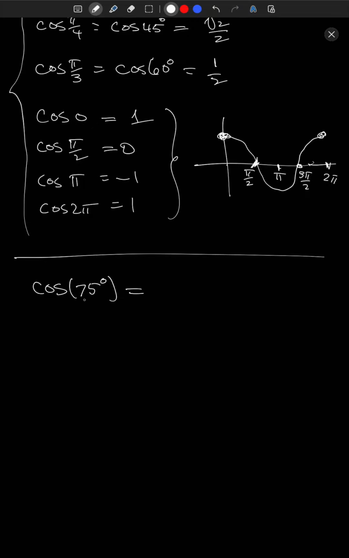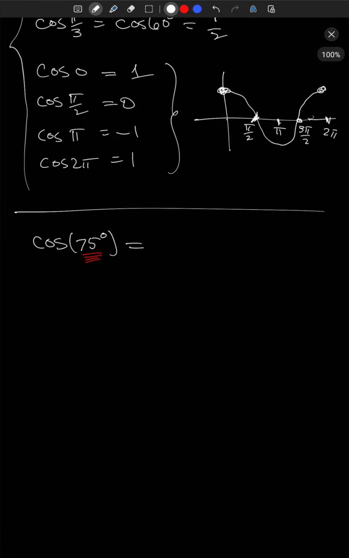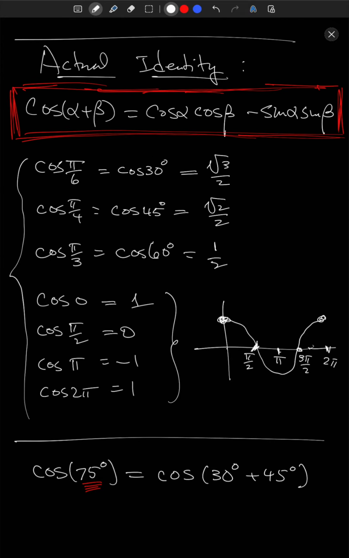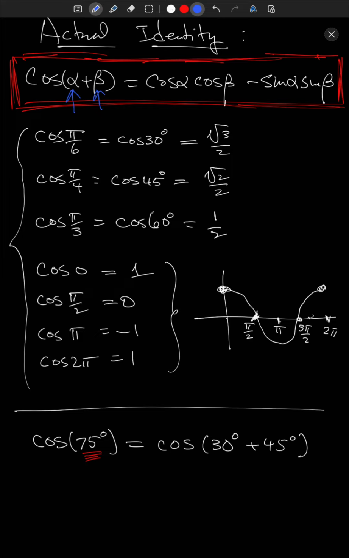Well, if we can break down this 75 degrees into two smaller pieces, each of which we know the cosines and sines of, then we know we're all set, right? And here's the deal. 75 degrees is 30 degrees plus 45 degrees. So this is equal to cosine of 30 degrees plus 45 degrees, because 75 is 30 plus 45. And so now we can use our identity, because our identity literally tells us how to do cosine of one thing plus another thing. So we just directly quote the identity.